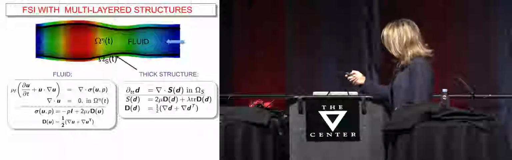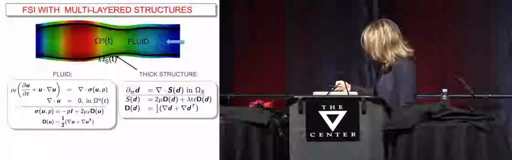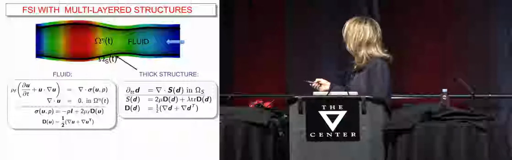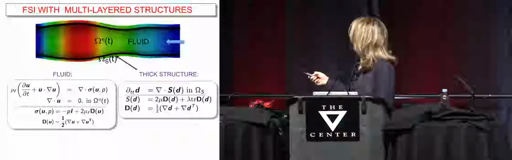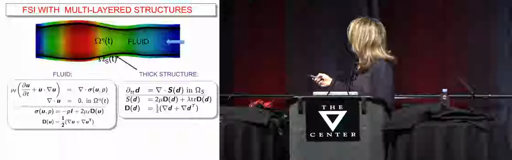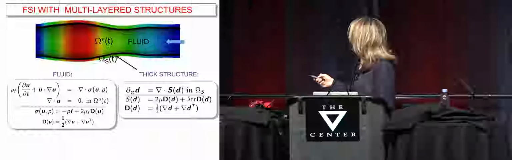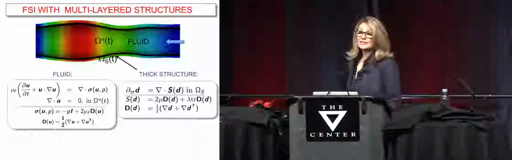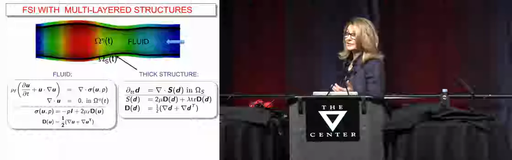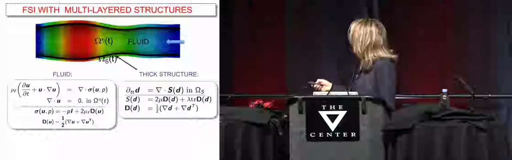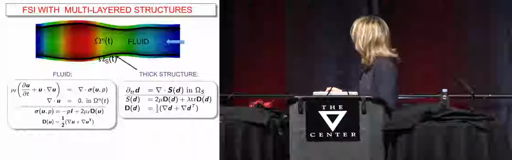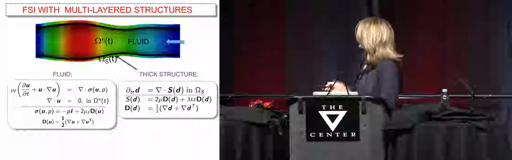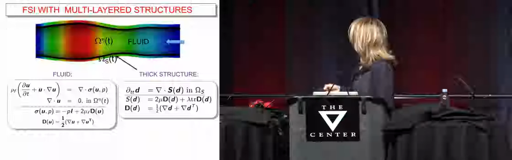The thick structure will be modeled, for the purposes of this talk, as a linearly elastic structure. So I will have the fluid and my composite structure, which consists of two layers: the thin layer, shown in black here, elastic, corresponding to the intima, the innermost layer in the vascular walls, and the thick layer corresponding to the media and adventitia complex in vascular walls, modeled using, for the purposes of this talk, linear elasticity.